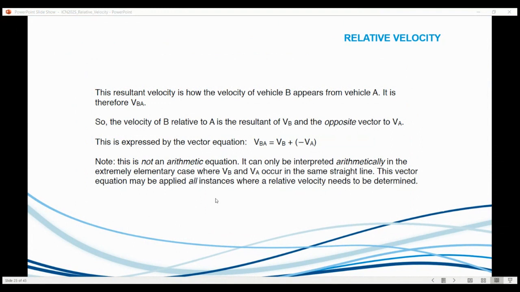This can be expressed as an equation, so depending on what you're doing, that's how you're going to be writing out your first equation. You normally get 1 mark for that, so I'm making you aware. It's a very important concept when you're analyzing these problems. Note, it's not an arithmetic equation. It's a vectorial equation. So we're analyzing vectors, and we're applying a negative vector.